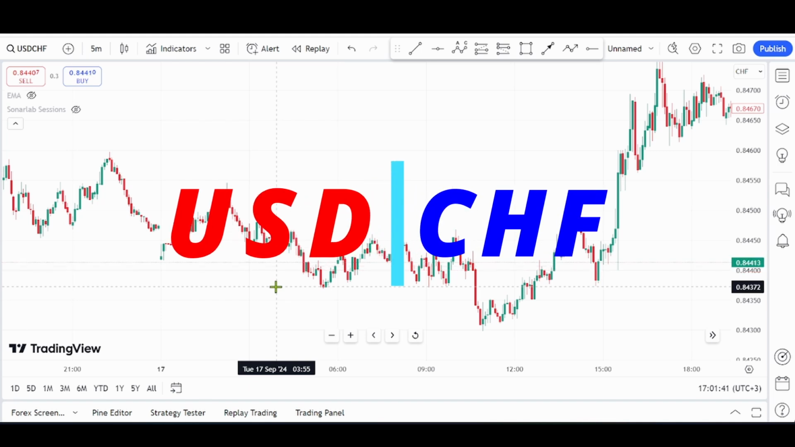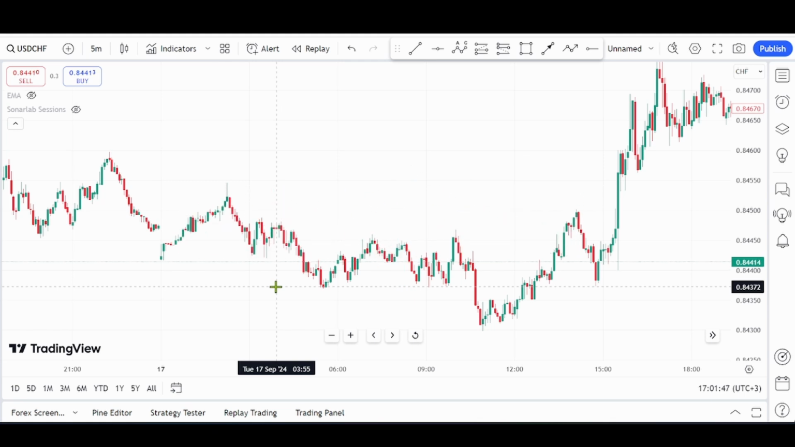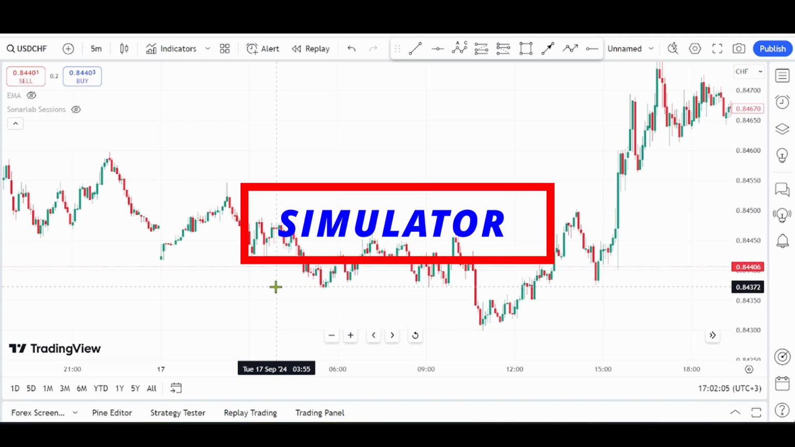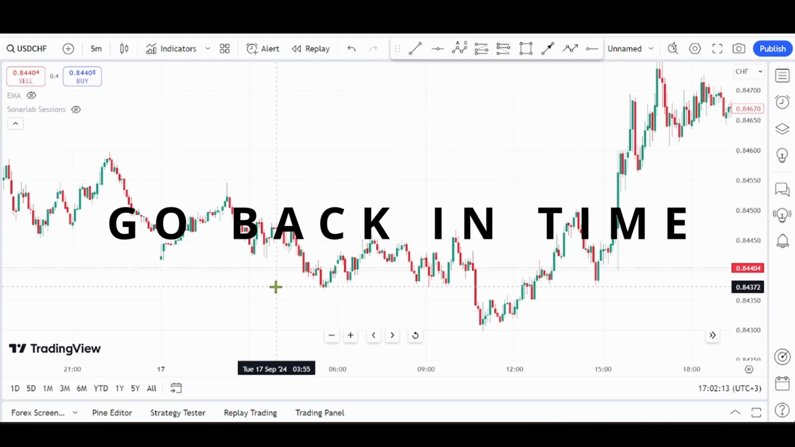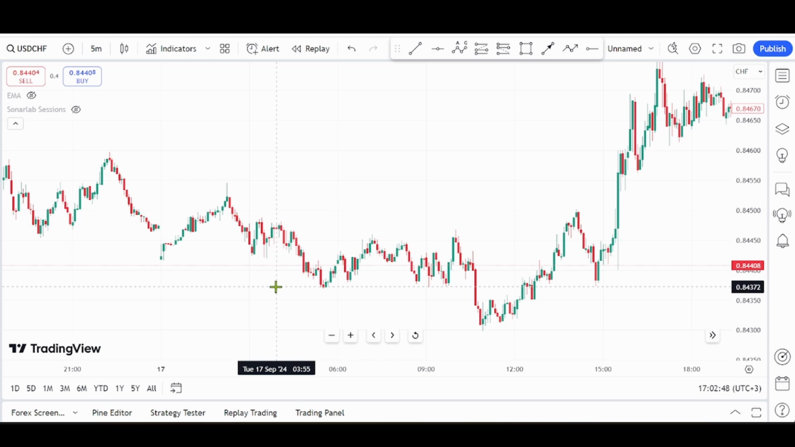This is the US dollar versus Swiss franc, USD CHF. Now there are different ways to do this, but what I'm going to show you is a different method that I have used in my trading career. When it comes to backtesting, the most common way is using a simulator, but today we are not going to talk about the simulator. We are going to talk about another option, which is to go back in time by using TradingView, which most people have access to given that it's free of charge.